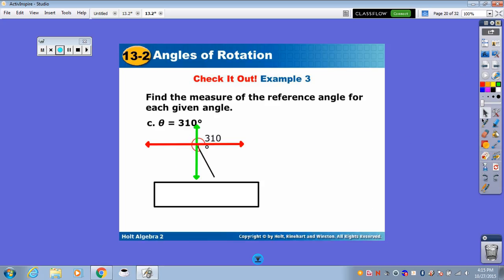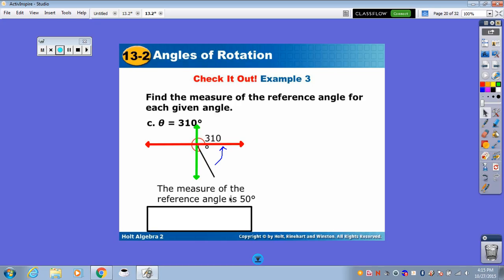Our last one, 310 degrees. Pause the video, resume when you're ready to check your answer. Okay, this angle is found between the terminal side and our x-axis here. 310 degrees around this way leaves us with only 50 degrees as our reference angle between the terminal side and the x-axis.